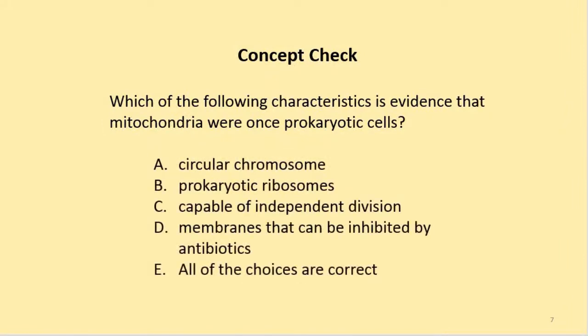So which of the following characteristics is evidence that mitochondria were once prokaryotic cells? Circular chromosomes, yes. Prokaryotic ribosomes, yes. Capable of independent division, yes. Membranes that are inhibited by antibiotics, yes. So the answer is everything.